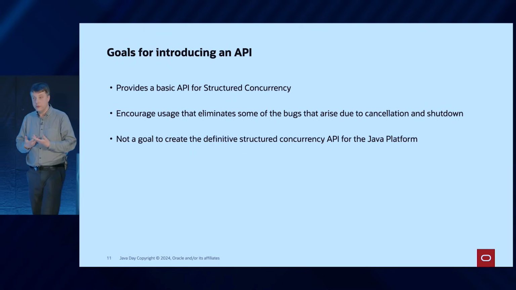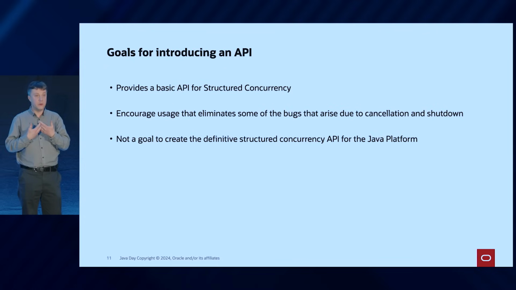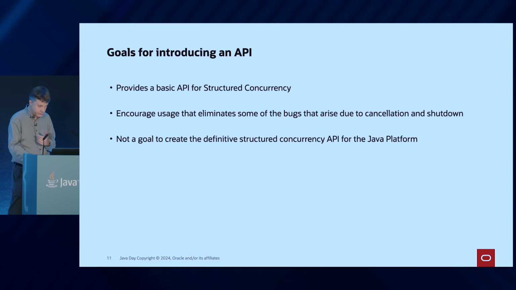So what we wanted to do, now that we have virtual threads that are cheap enough to represent a concurrent task, is come up with an API in the Java platform that would encourage this style of usage, because using this style reduces the amount of bugs that occur with cancellation and shutdown, and it'll help encourage more reliable code. What we're talking about, at least initially, is a very basic API. At this particular time, we are not talking about the definitive structured concurrency API. There are many possible shapes of APIs, many directions that you can take. The goal here is to have something that's very simple to use.